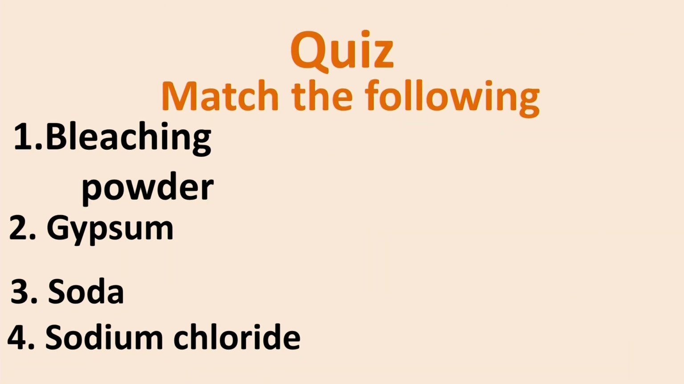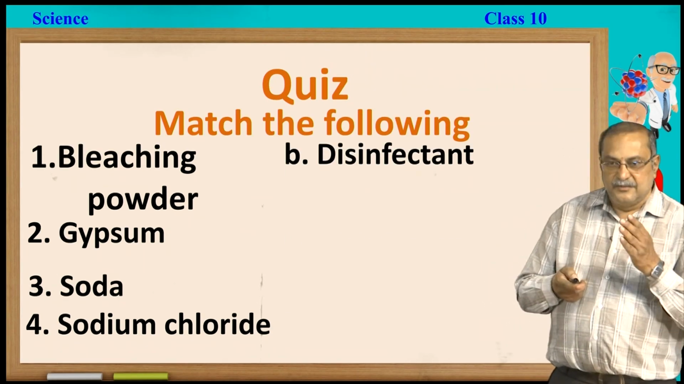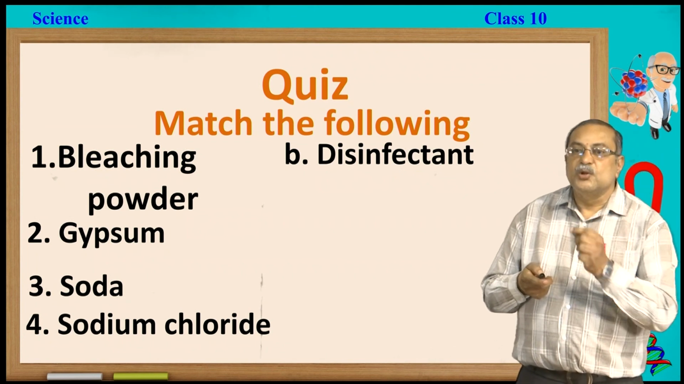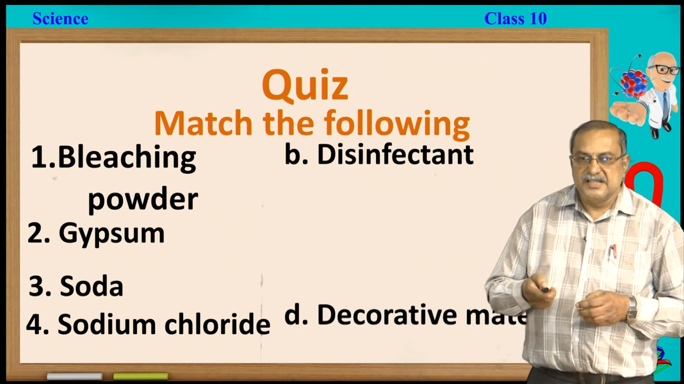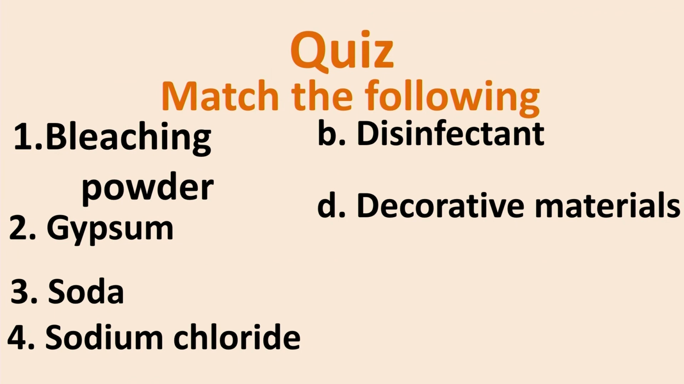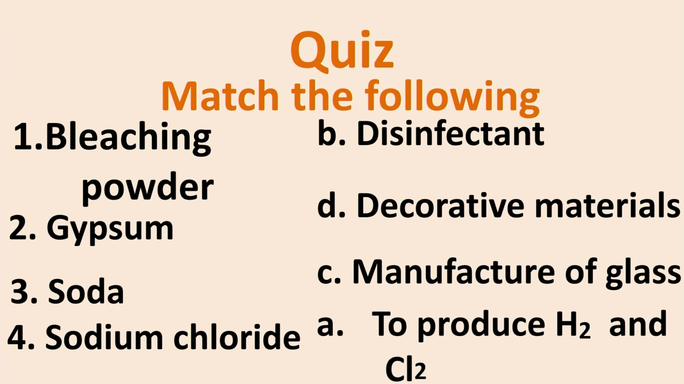Okay, good. So, bleaching powder, it is a disinfectant because it kills the germs, because it releases chlorine, clear no? So, that is why it is used as a disinfectant. Next is the gypsum. So, this gypsum is going to be used for decorative materials, roofing, false roofing and making toys and other things. Okay. Next is the soda, it is used in the manufacture of glass and soaps also, but here glass is given. Next, sodium chloride, to produce hydrogen and chlorine gases.